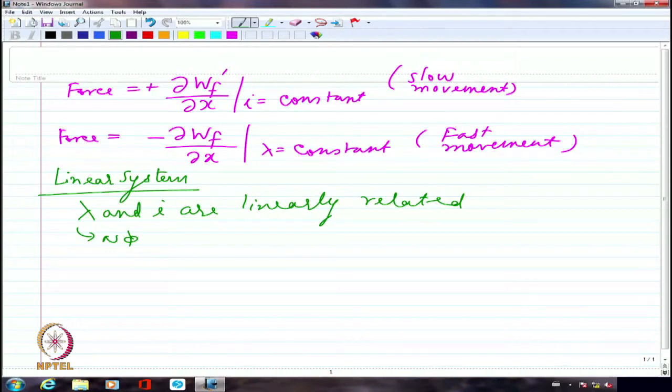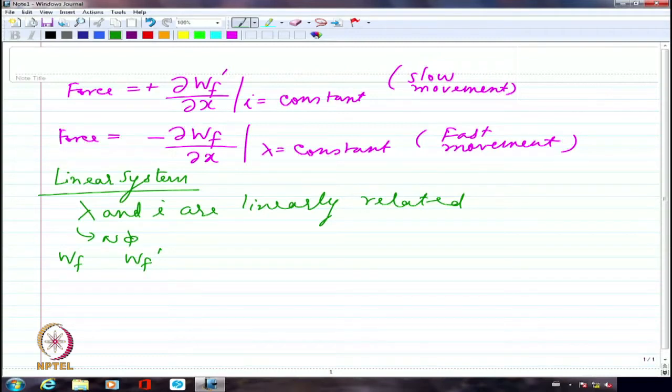When they are linearly related, we said already that W_F and W_F' are one and the same. Because the total area corresponds to lambda times i, which is the rectangle, and the diagonal intersects the area into exactly two halves, W_F and W_F' turn out to be one and the same in magnitude.